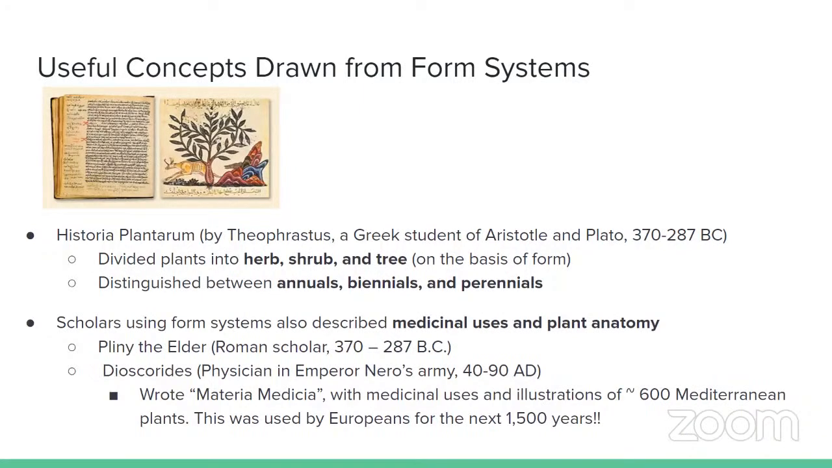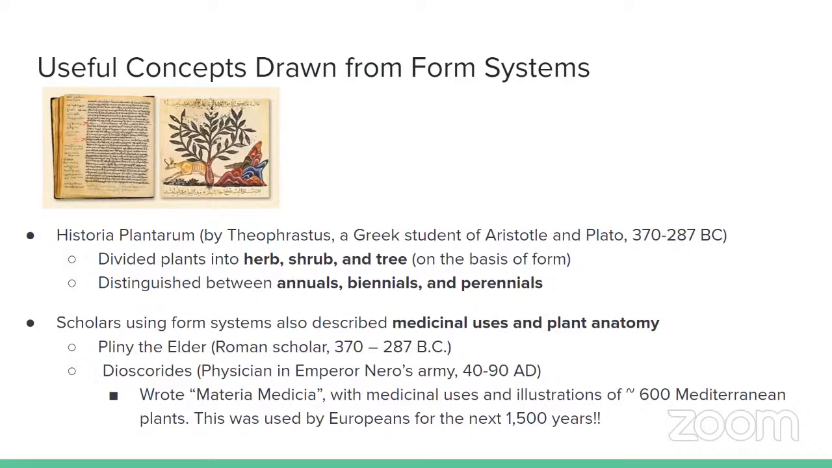Another thing that we draw from some of these early systems is distinguishing whether plants are annuals, biennials, or perennials. So you'll see this in garden sections when you're buying plants. Annuals really just grow once, then die back and they're done. Perennials are going to come back for you every year. So this is something that was incorporated in some early form systems.